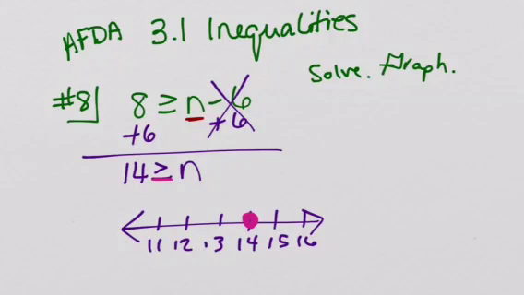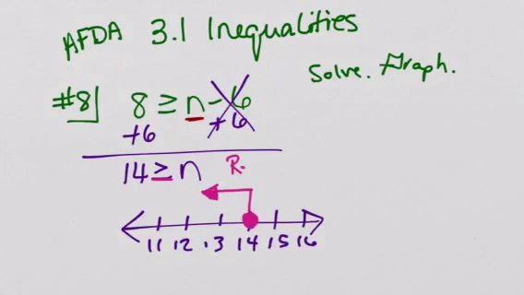Okay? And then the relationship, it says that n is bigger, or I'm sorry, 14 is bigger than n. So n has to be smaller than 14. These are the numbers that are smaller than 14. Don't be confused by the fact that the n is on the other side.